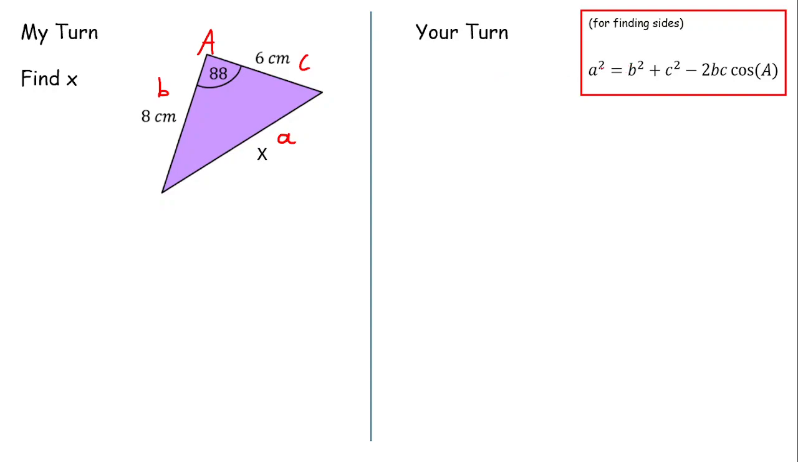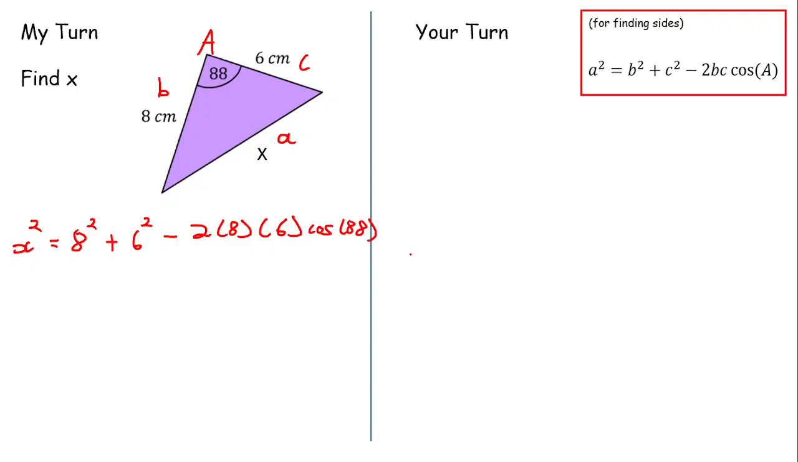So we've got a squared, where a is x, so x squared is equal to b squared, where b is 8, so 8 squared, add c squared, where c is 6, so add 6 squared, take away, and this means 2 times b times c times cos A. Important: we use brackets here, take away 2 times 8 times 6, cos of the angle A, which is 88, so cos 88.